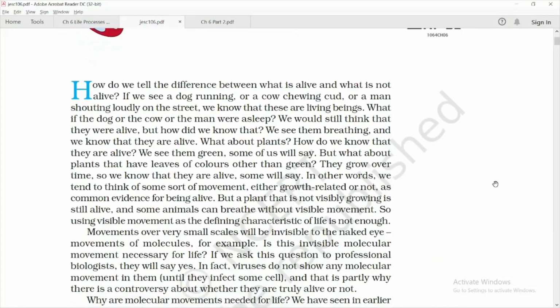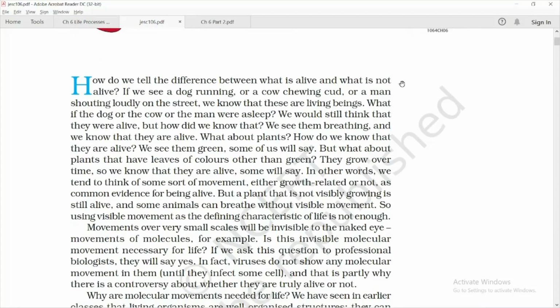How do we tell the difference between what is alive and what is not? If we see a dog running, or a cow chewing cud, or a man shouting loudly on the street, we know that these are living beings. What if the dog, the cow or the man were asleep? We will still think that they are alive because we will see the breathing in them, right?